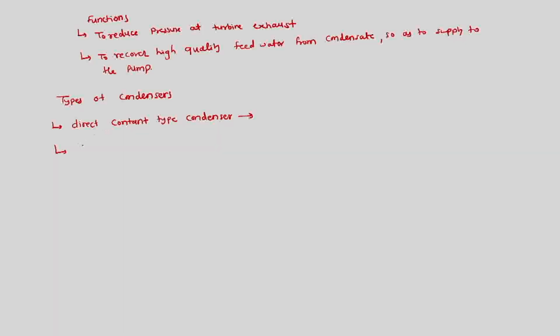And there is one more, which is the surface condenser. Here the cooling water and the steam will not come in contact with each other, but there will be heat transfer. So this type of condenser is a heat exchanger, mostly a shell and tube type heat exchanger, where heat will get transferred through a certain medium between the steam and the cooling water. So let us see some sketches for the types of condenser.